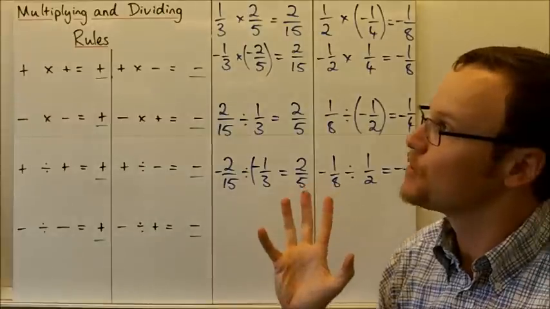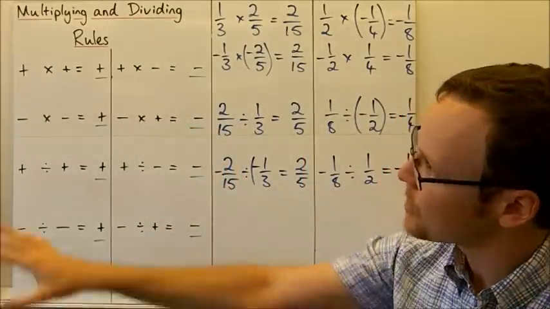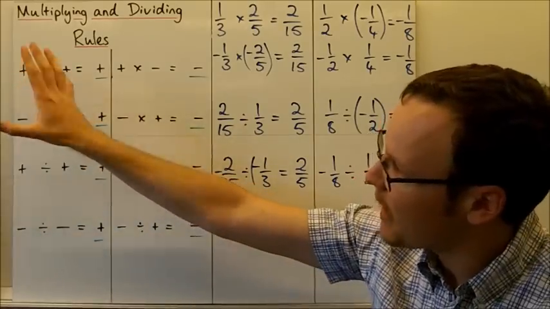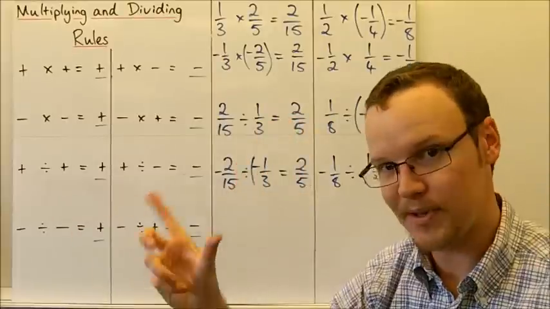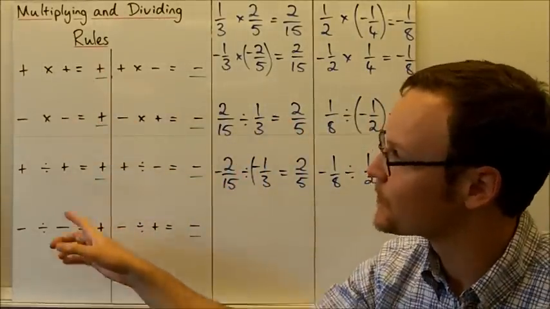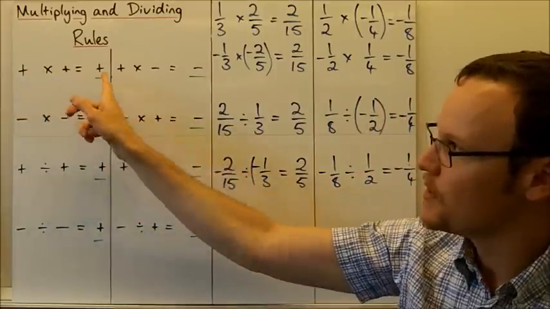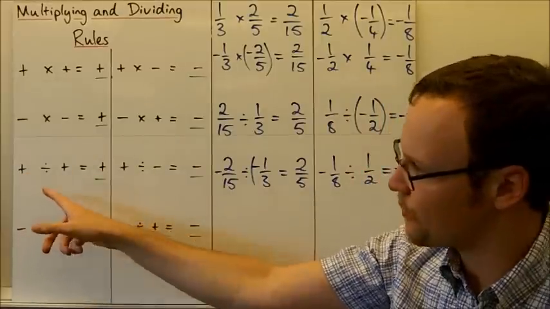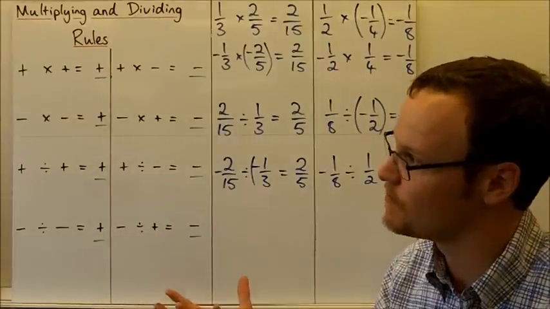If we look at the rules for multiplying and dividing, once again they're the same as for integers. So on this left-hand side here, if we have the same symbols, if we multiply or divide both positive or both negative, then we're going to get positive. So here, a positive multiplied by a positive is positive. And it's the same for dividing two positives. If we divide a positive by a positive, we yield a positive. We get a positive in return.